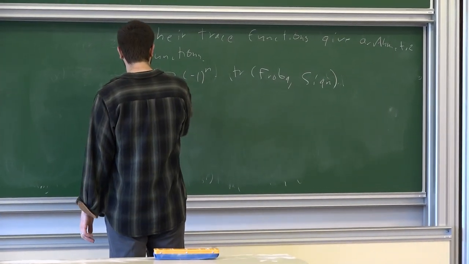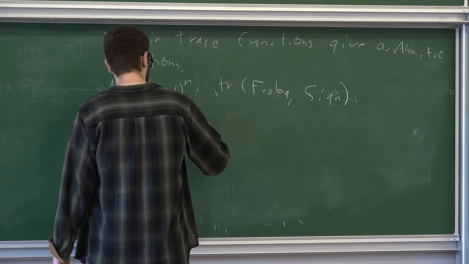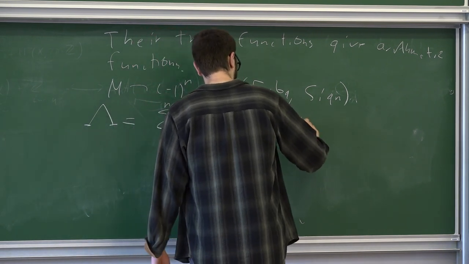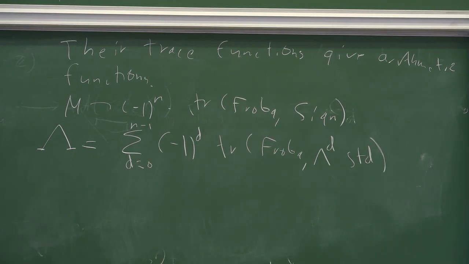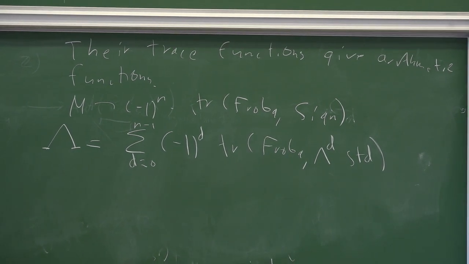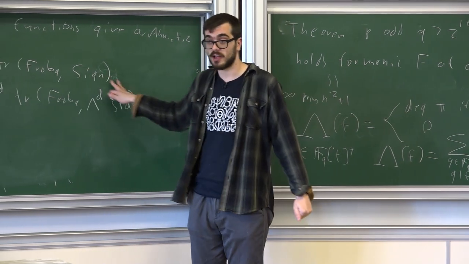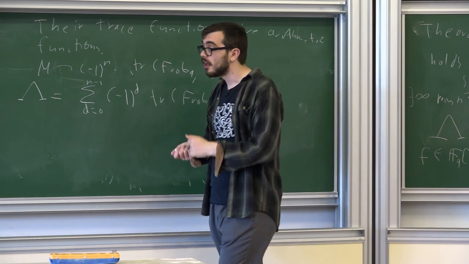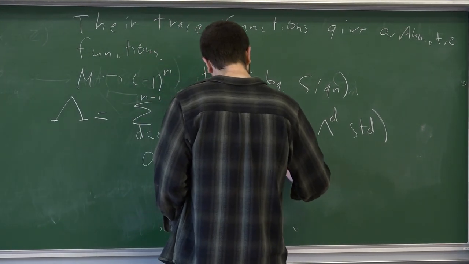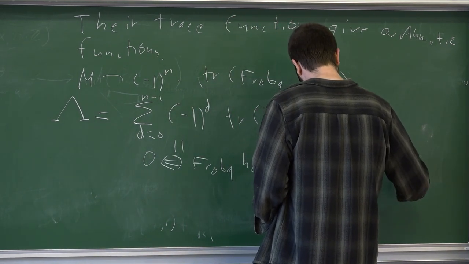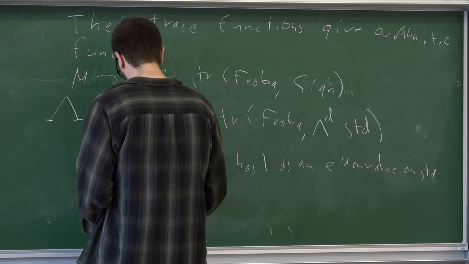And the von Mangoldt function is the sum from d equals 0 to n minus 1 of (-1)^d times the trace of Frobenius on wedge d of the standard representation. So this is the n minus 1 dimensional standard representation of S_n. So why does this work? We're evaluating the characteristic polynomial of Frobenius at 1: this is the dth coefficient of the characteristic polynomial, and we're summing it. We end up with the evaluation of the characteristic polynomial at 1. So this is 0 if and only if Frobenius has 1 as an eigenvalue on the standard representation, which happens if and only if Frobenius has 1 as an eigenvalue twice.